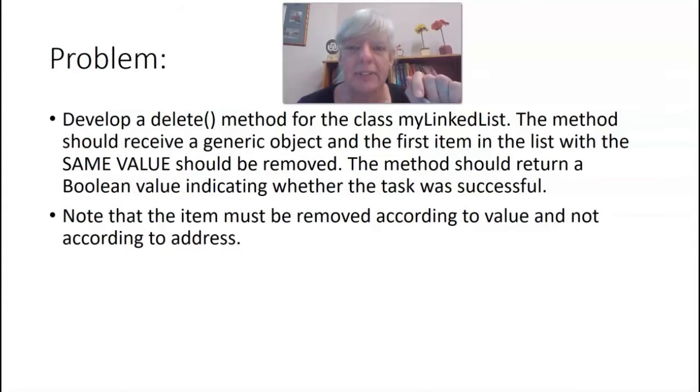The method should receive, always have a look at that, a generic object. And the first item in the list with the same value should be removed. The method should return a Boolean value, true or false, indicating whether the task was successful. When would the task not be successful? When the element is not in the list, then the task would not be successful.